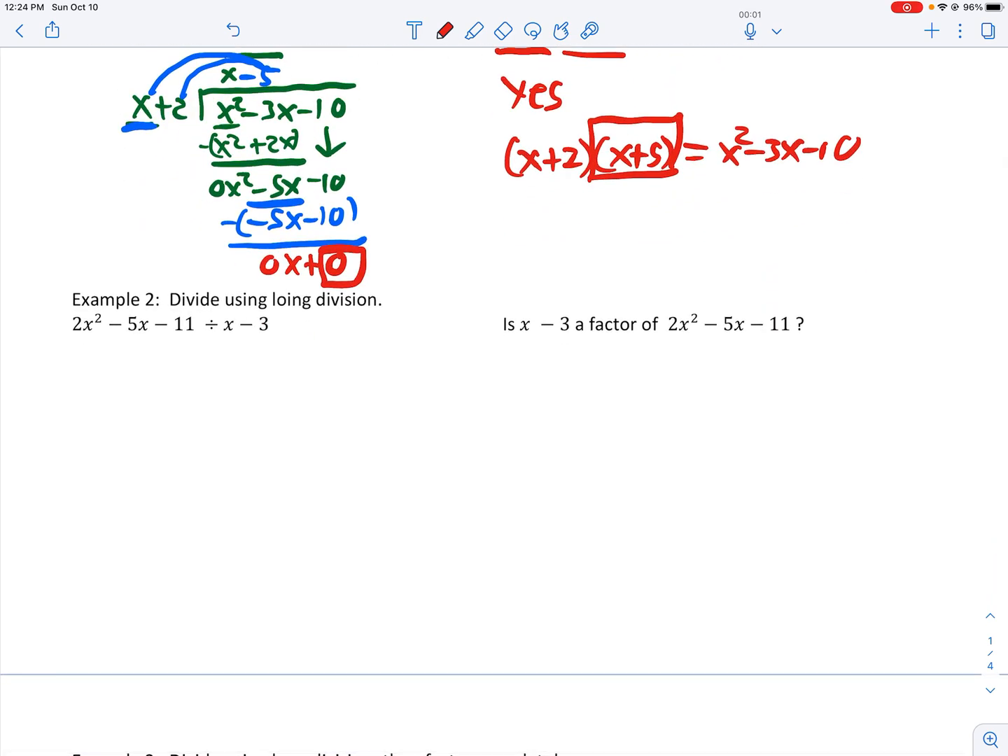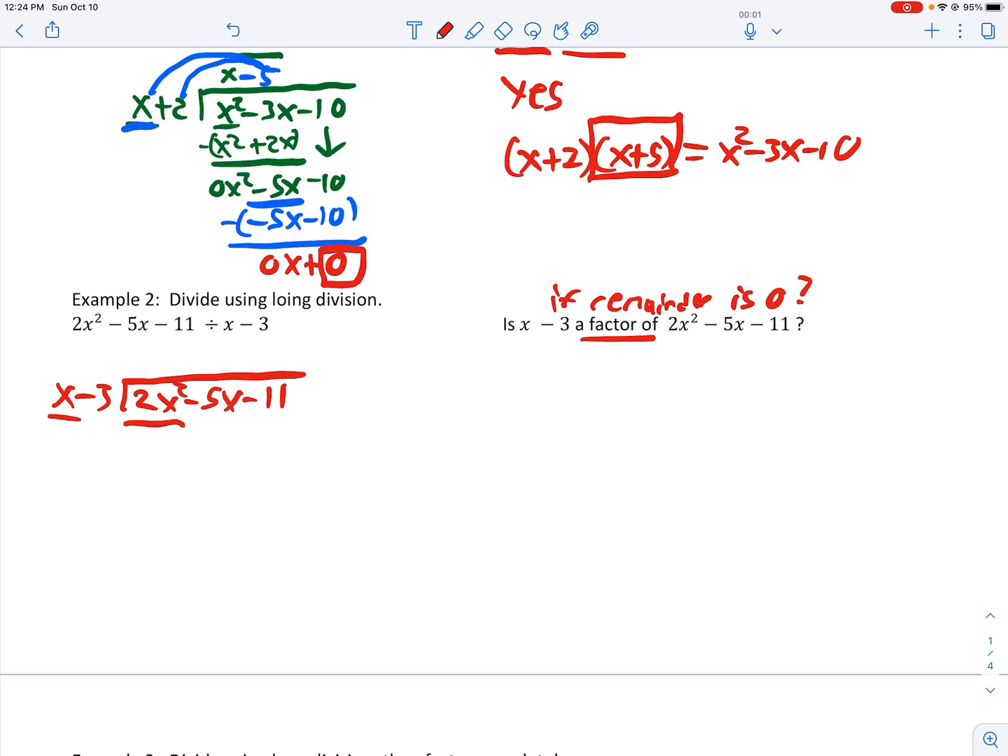So we want to know if it's a factor. Well, that's if the remainder is 0. If it's not 0, then it's not a factor. So we have x minus 3. We have 2x squared minus 5x minus 11. So again, in descending order, right? 2x squared, 5x, 11. So x goes into 2x squared.